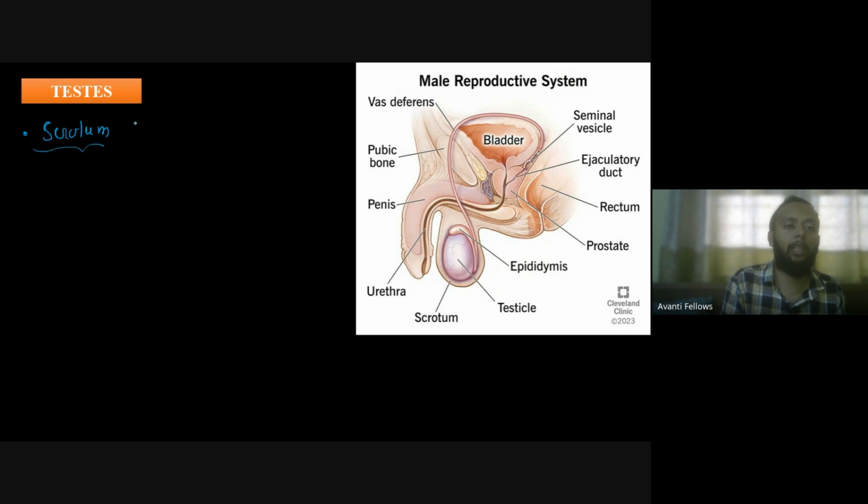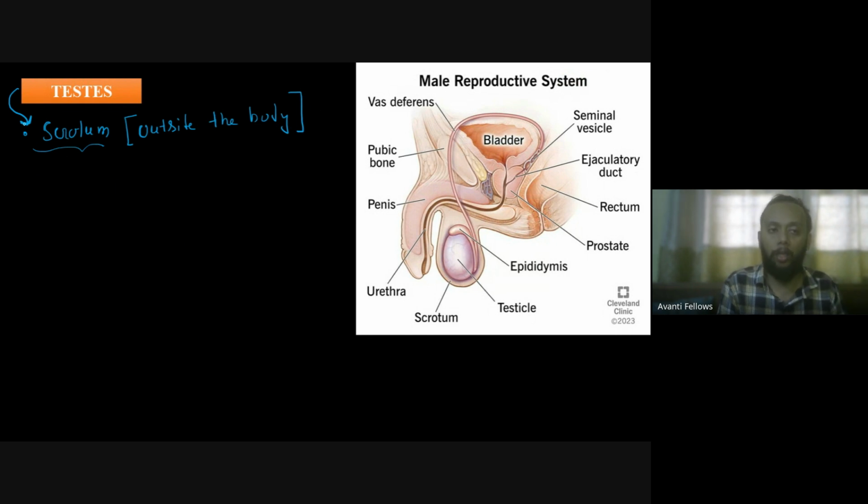Scrotum is a bag-like structure. It is there outside the body, right? Now, why are the testes kept in the scrotum? The reason is that you want to give a slightly lower temperature to the testes. In the scrotum, the temperature is going to be around 2 to 2.5 degrees Celsius less.